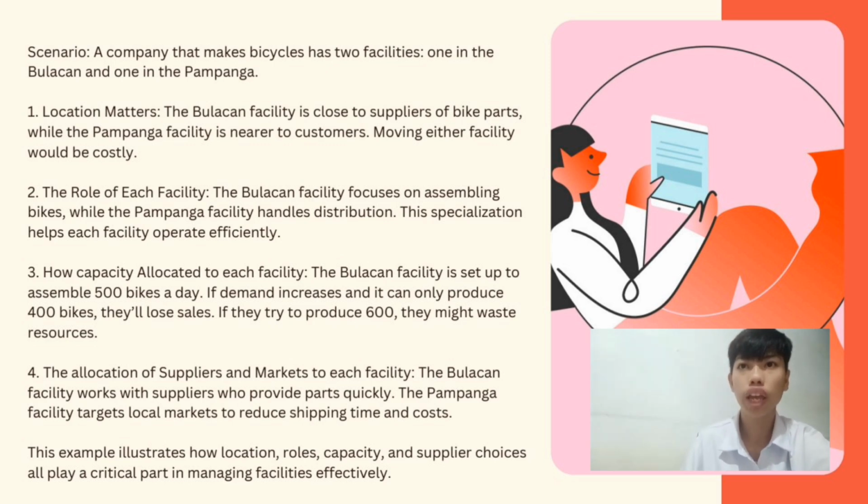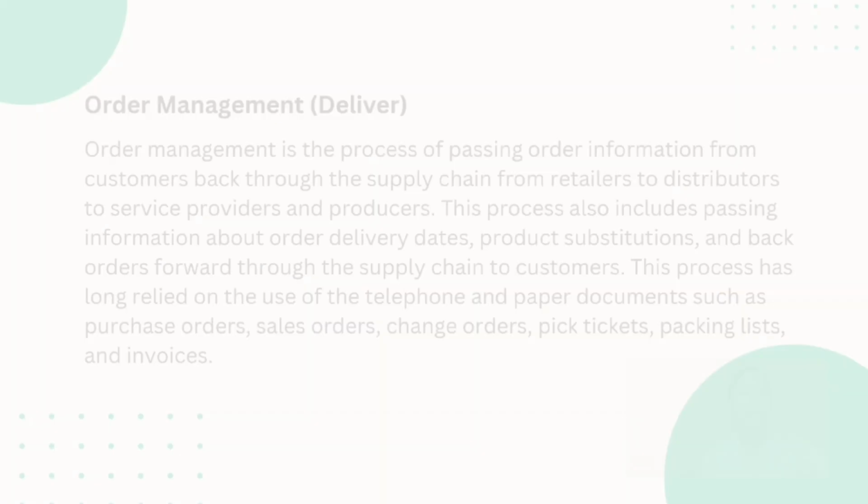4. Supplier and market allocation. Bulacan works with suppliers that provide quick deliveries of parts essential for maintaining the assembly line without interruption. Pampanga: market focus on the local market to minimize shipping costs and time, enhancing service delivery and customer reach.